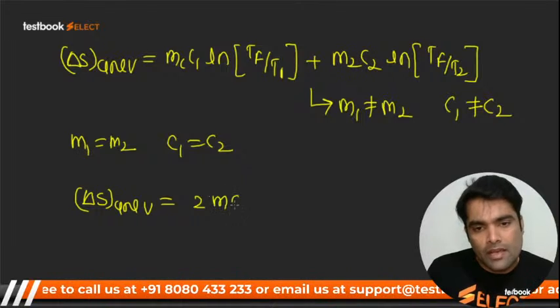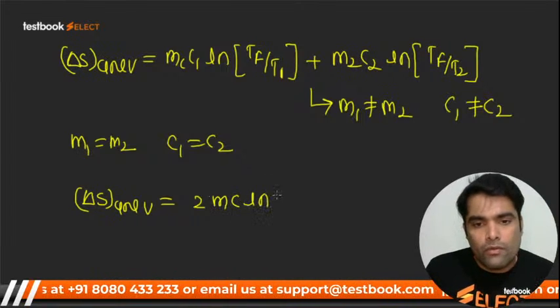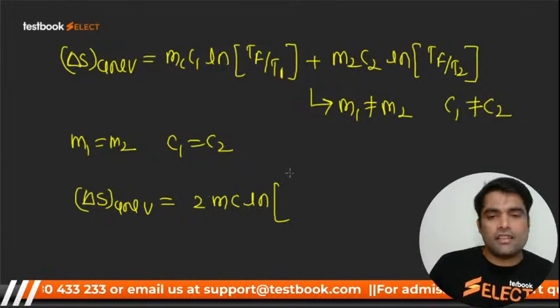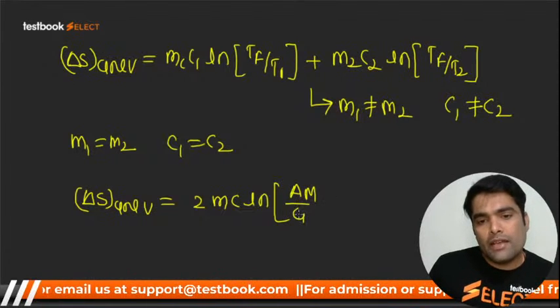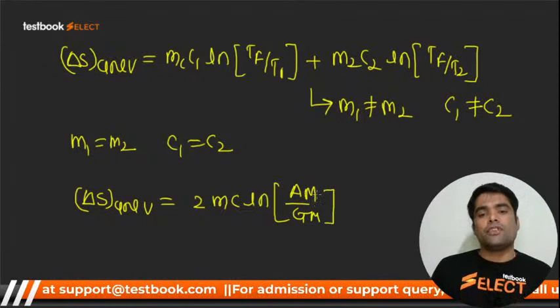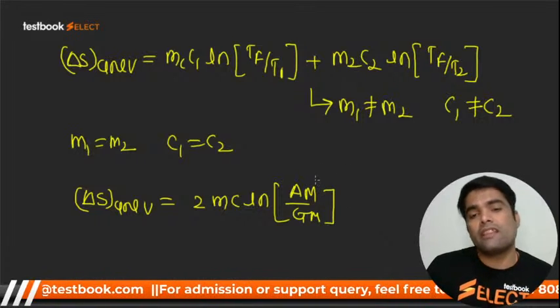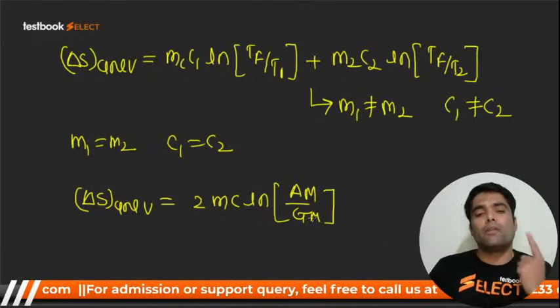It becomes twice MC ln of what, my dear? It is none other than arithmetic mean divided by geometric mean of temperatures. Arithmetic mean of what? Temperature, geometric mean of temperature.